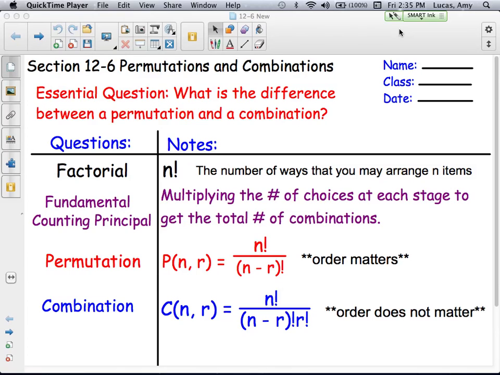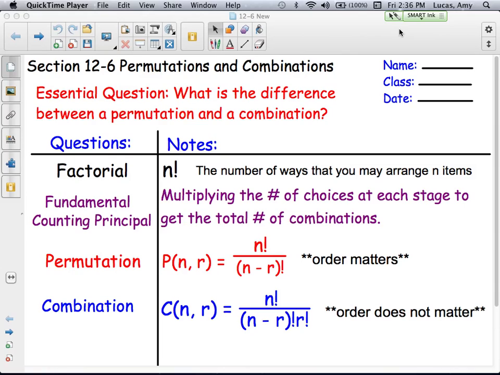Our first new vocab word is a factorial. A factorial is a symbol that looks just like an exclamation point. So n factorial means the number of ways that you may arrange n items. So the number of different ways that you may arrange a certain amount of items.